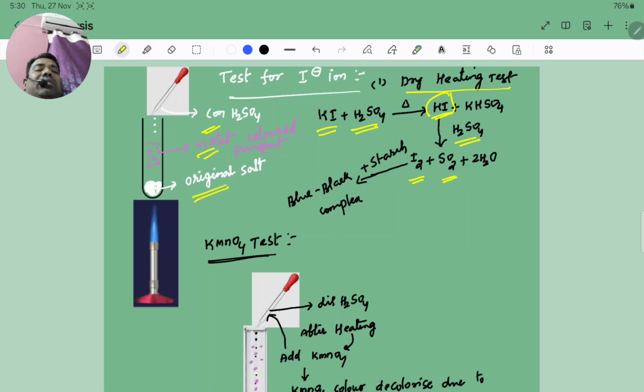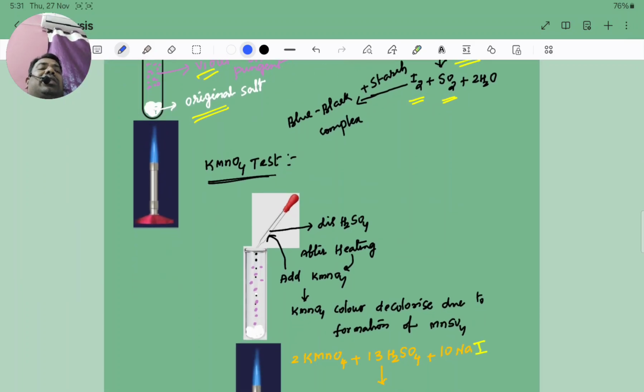When this violet colored gas is produced, you can use a starch paper. The starch paper becomes a blue colored complex. The starch paper becomes bluish, which indicates that the iodine is liberated. So this is the dry heating test.